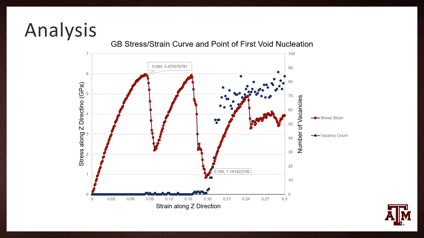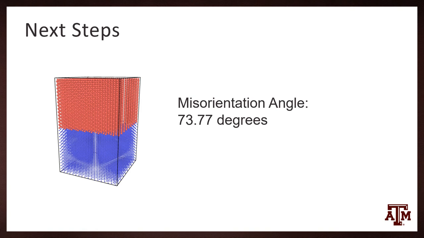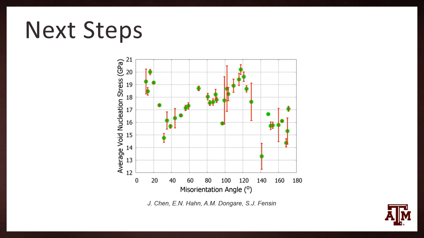This sample is a bicrystal with a misorientation angle of 73.77 degrees. The next step in my future work is to run the same simulation on more bicrystals, varying the misorientation angle and studying its impact on the spall strength. I expect to get results similar to Chen et al., shown here, but with a simple tensile model rather than a dynamic model of stress waves on 1,000 times more atoms. Upon verifying this, I can move on to study other grain boundary factors that play into a material's spall strength.